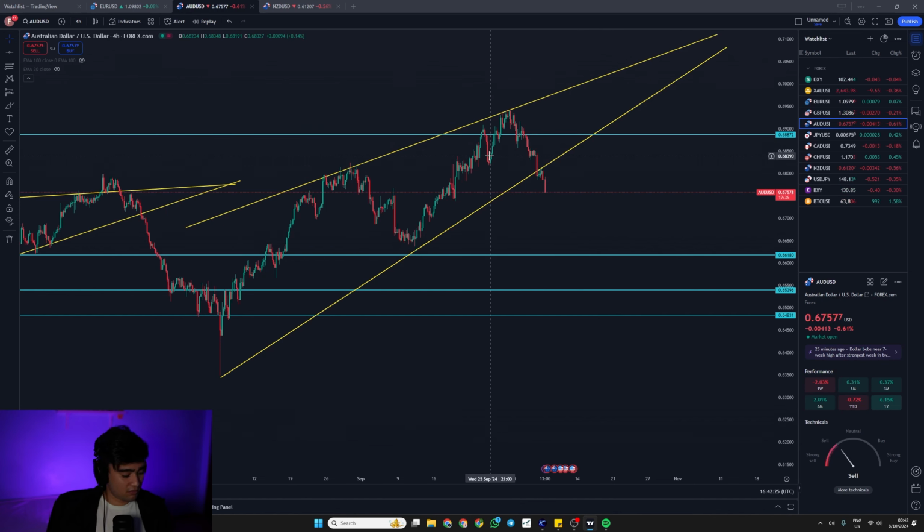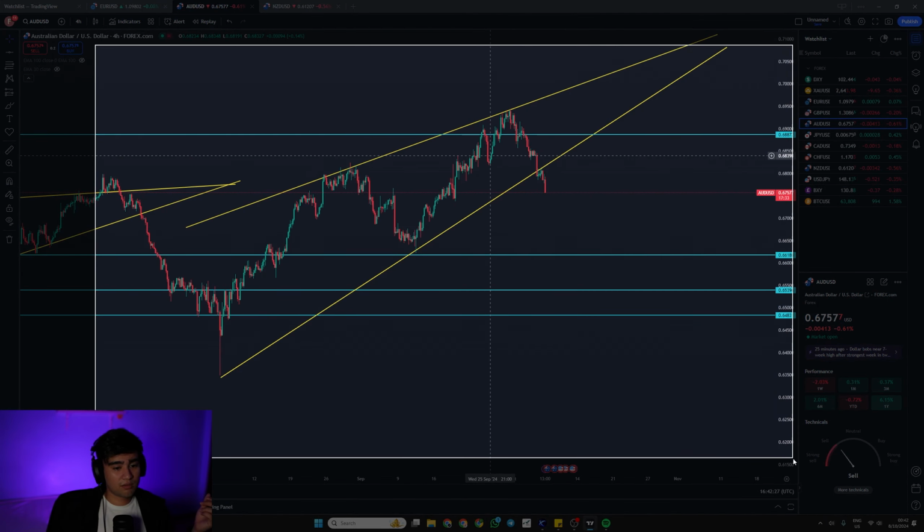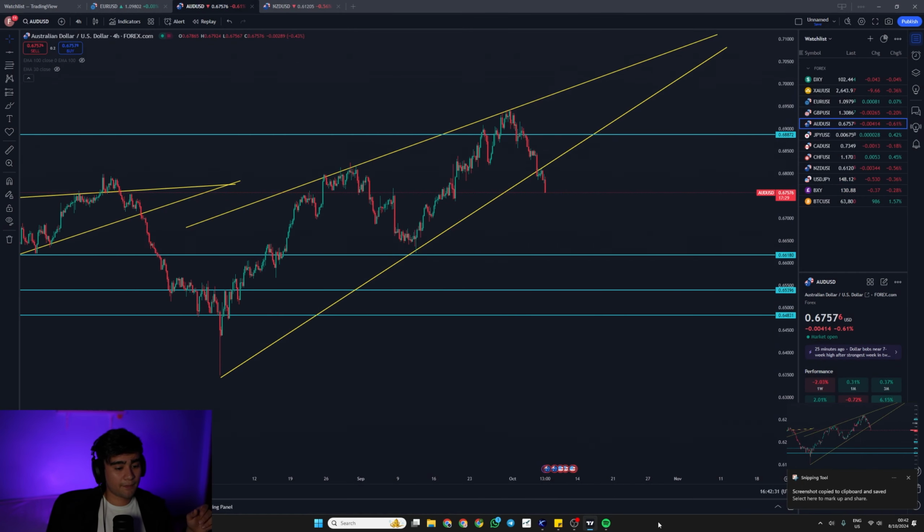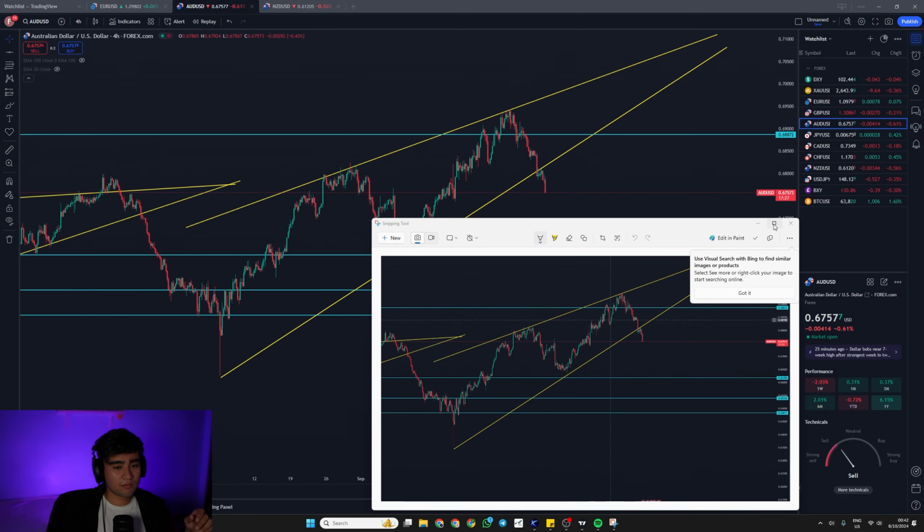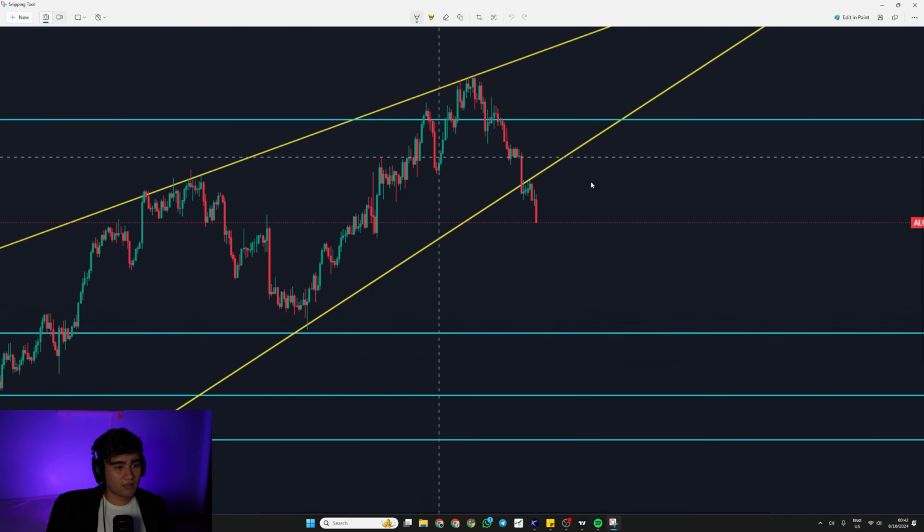So if you want to look over here, what am I actually looking at? What am I looking out for? If we take a look, let's open this up, full screen this, let's have a look. What I am actually looking out for is this particular space.